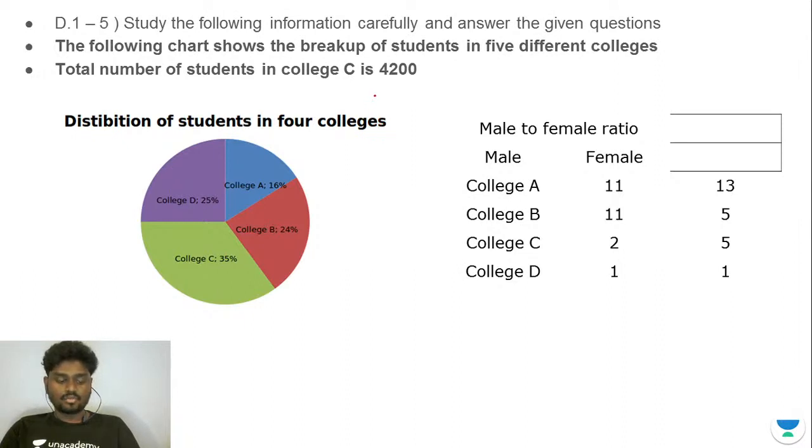So guys, let's try to do the very first question. You've been given a pie chart showing the distribution of students in 4 colleges: college A, B, C, and D. College A has 16% of the students, college B has 24%, college C has 35%, and college D has 25%. These are the percentage distributions of students in the 4 respective colleges.